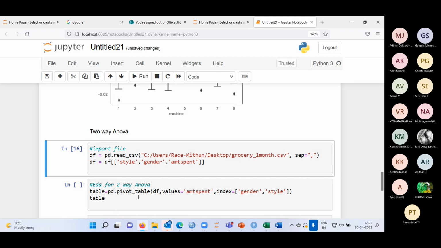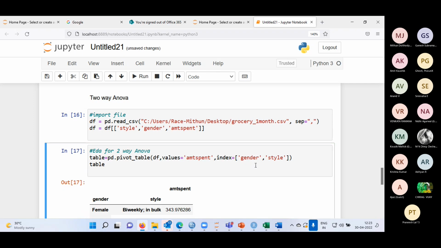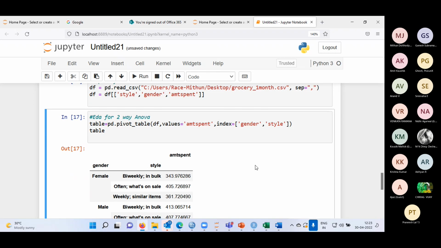This pivot table we have already done, wherein I'm specifying the data set name. Values will be followed by the scale variable. Put a comma and say index. Index, if you recall, is where you're specifying the row variable. Row is a list here. It is not one variable, right? So since it's a list, I'm using square brackets, and within the square brackets, I'm specifying two variables, gender and style.